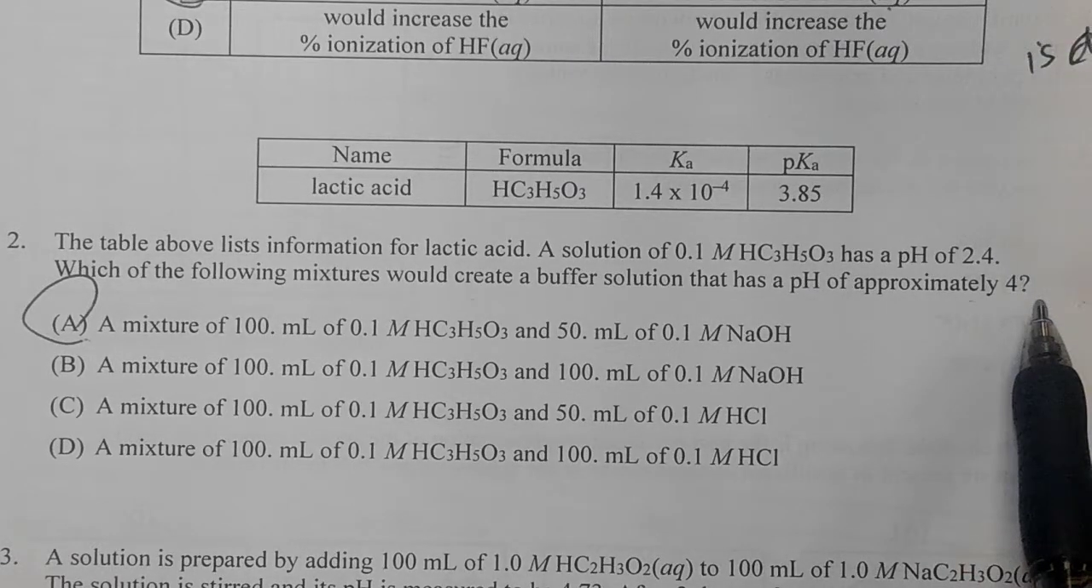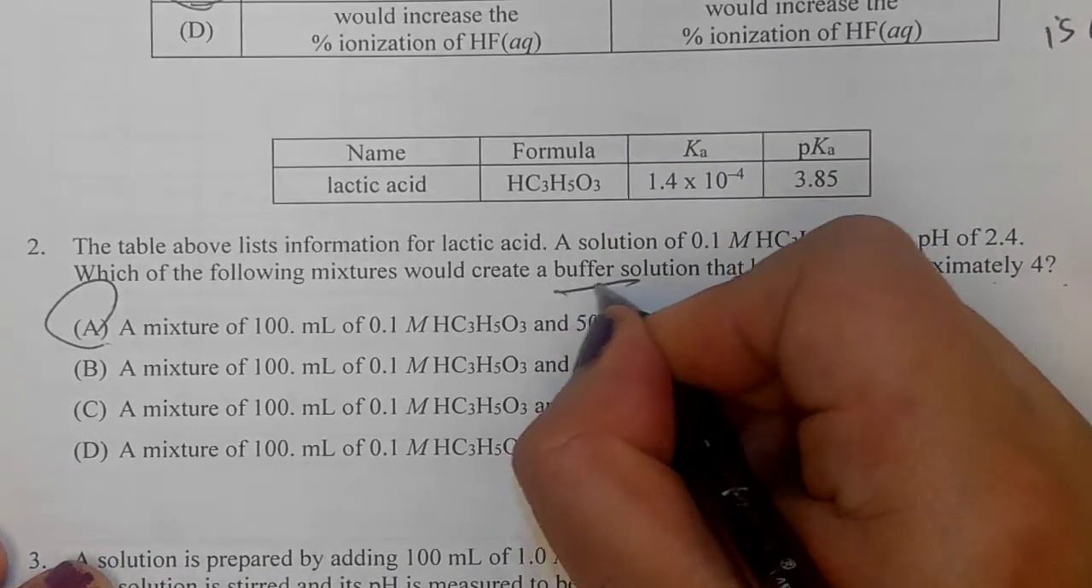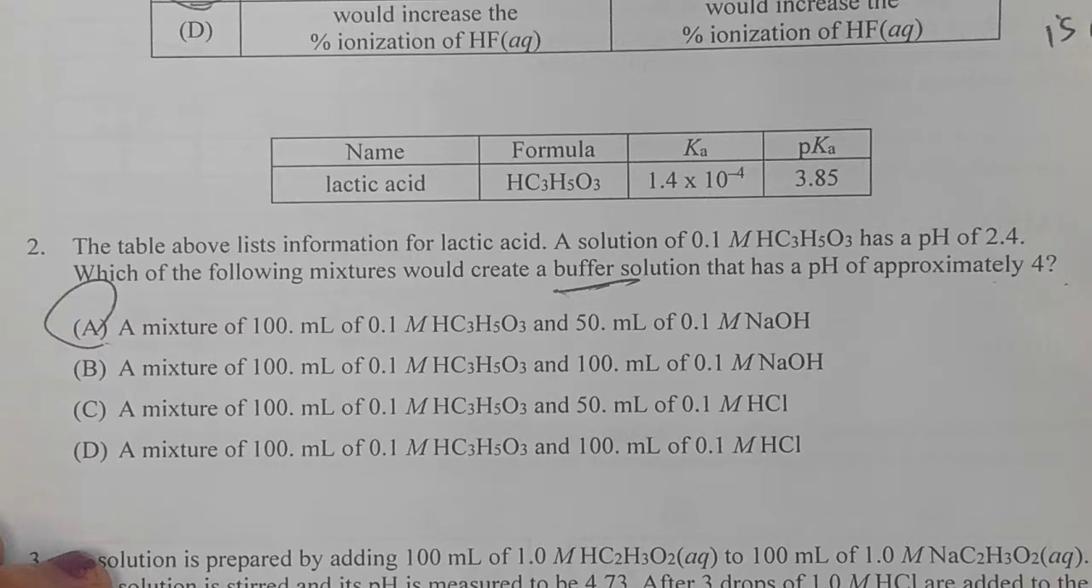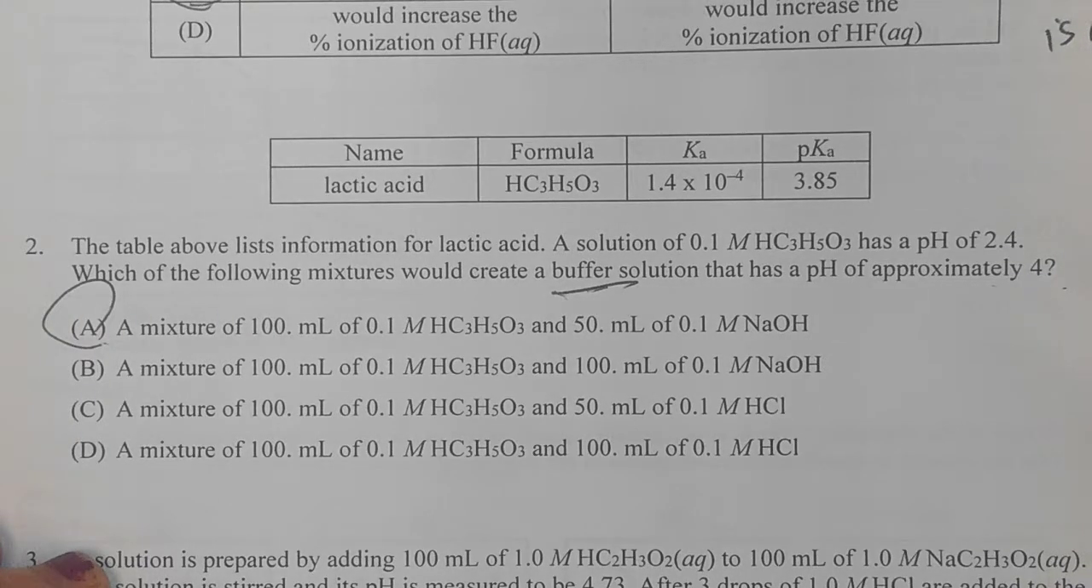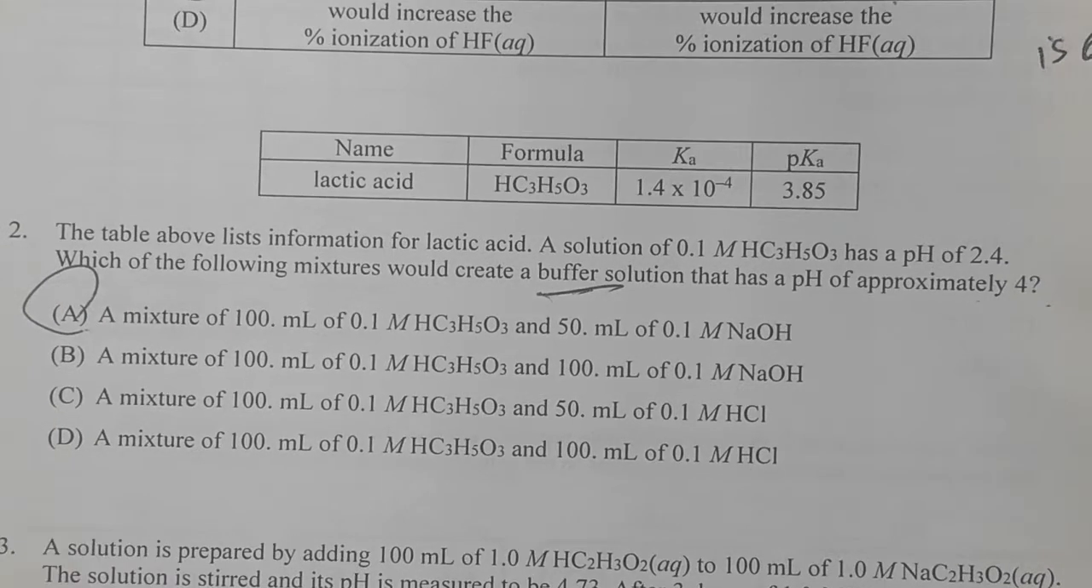Take a look at what we're having. We're trying to create a buffer solution. What is a buffer again? It's acid plus conjugate base, or base plus conjugate acid. Either one of them. Now notice that we need a conjugate. That means the initial acid or base is a weak acid.